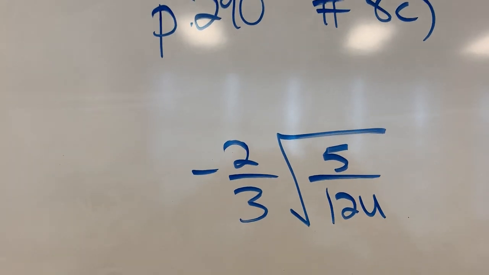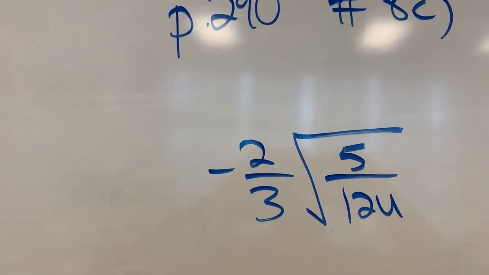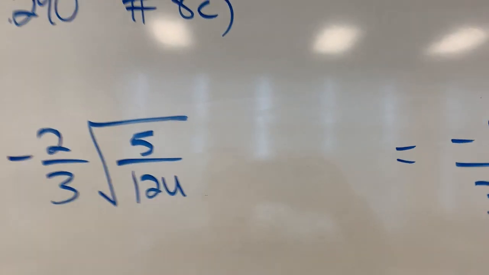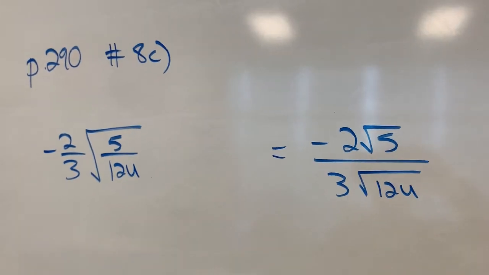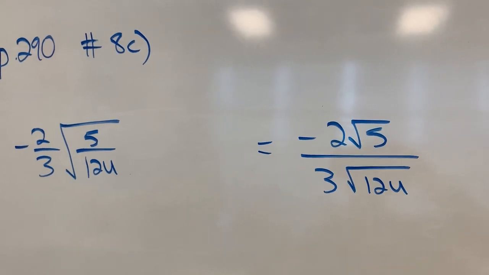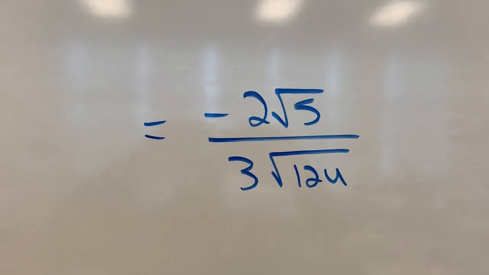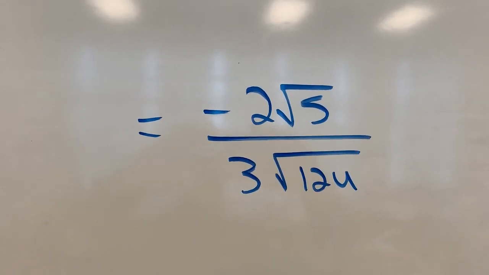Now do remember that, since neither of those two things reduce as they sit, you can also write that as negative 2 root 5 over 3 times the square root of 12u. Now that's not rationalized or reduced, but it does allow me to head to the next step, which, well, let's rationalize that denominator.